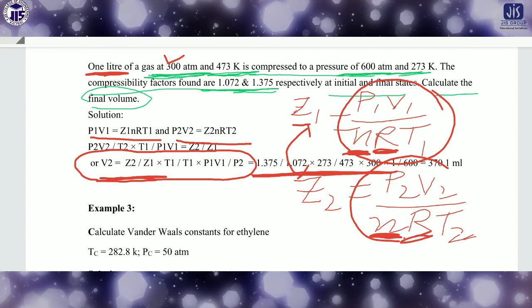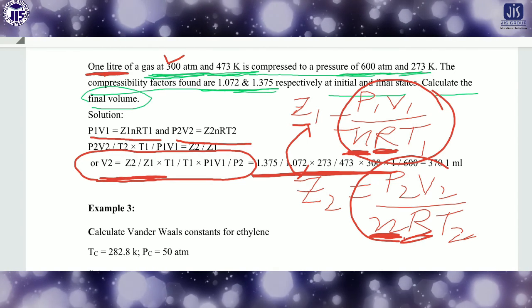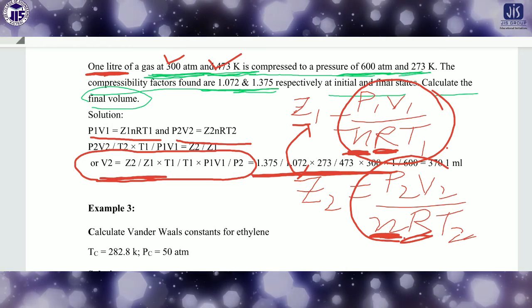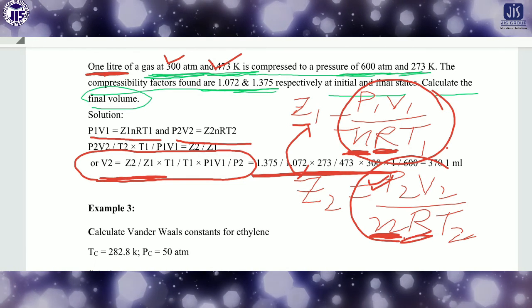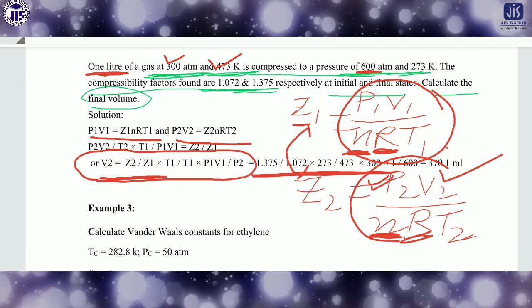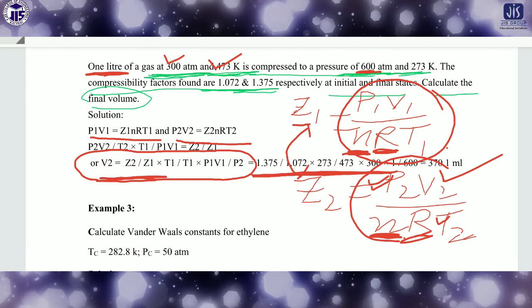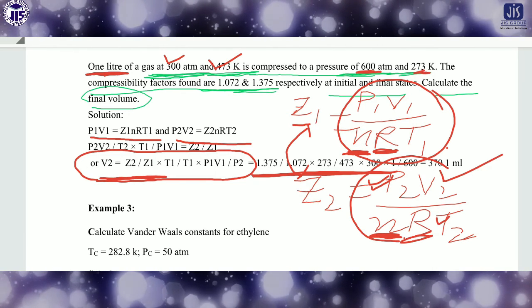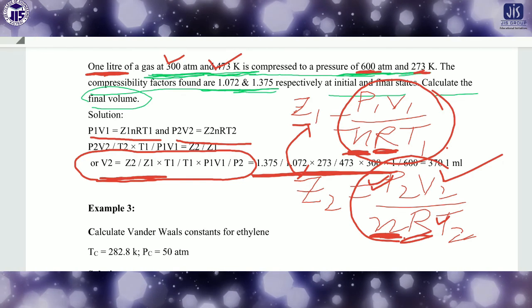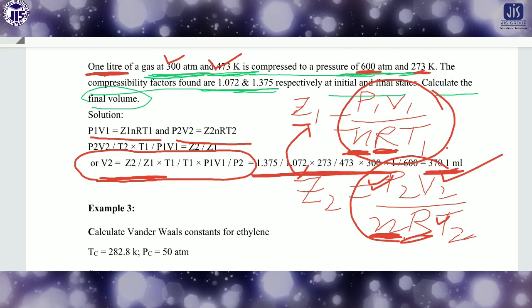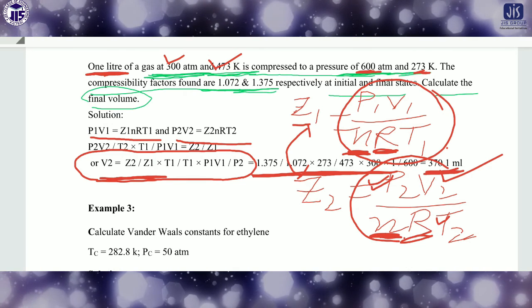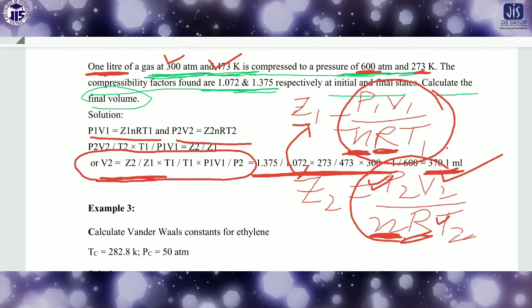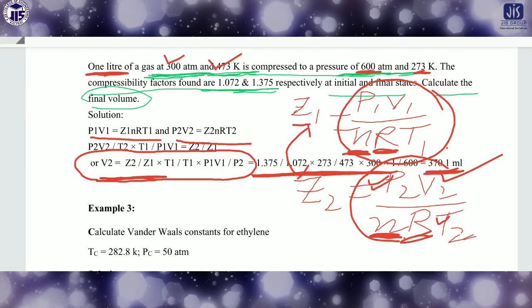Okay, so P1, V1, T1 is 473 K in the first case. In the second case, P2 will be 600 atmosphere, V2 you have to calculate, and T2 is 273 K. So this is very simple, and the answer will be 370 ml. Just in this way there may be some questions where all the values are given, and you only have to find V2.